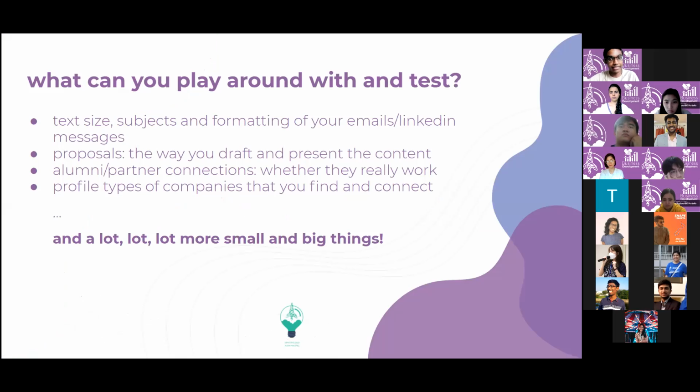So for example, how do you apply this whole concept? What are the things that you can actually play with and test? For example, the text size of an email, the subject of an email, the way you design a proposal, or even trying out what kind of companies you're trying to partner with, or whether partner connections really work, or whether alumni connections really work. These are different kinds of things you can try to play around with, and you can test them out so that you have a lot more small and big things that you can really learn from. So it's really about learning by doing and learning by failing. There are a lot of failures down the line, which you will realize, and you will know what to avoid when it comes to prospecting. But at the same time, the whole process can be done only when you really try, experiment and practice.